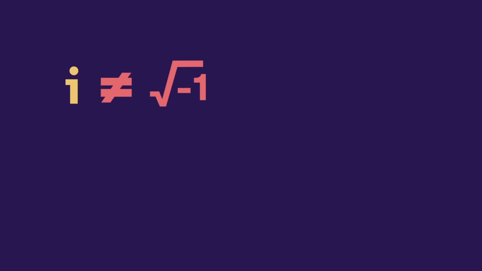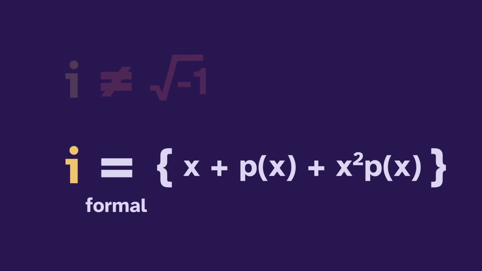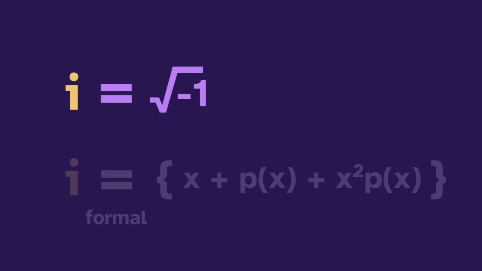i is not the square root of -1. It's actually a set of polynomials. This set is the formal definition of i. Of course, we can think of i as being the root of -1. This casual definition works for calculations, but you wouldn't want to be caught using it at a fancy dinner party.